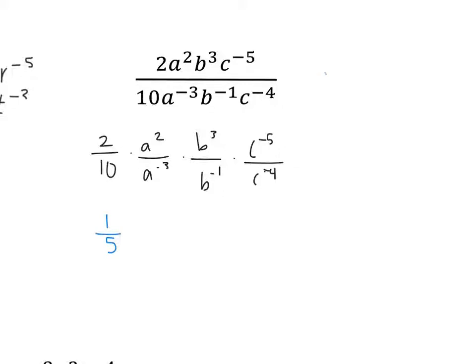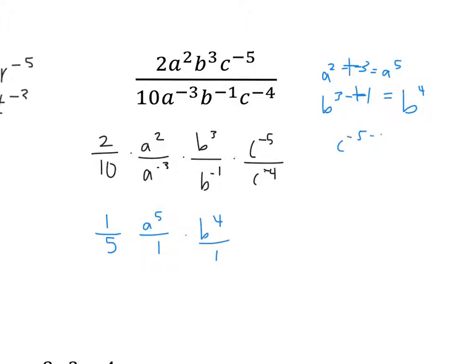A to the second minus negative 3, chop chop, plus, equals a to the fifth in the numerator, so that's over 1. B to the third minus negative 1, chop chop, is equal to b to the fourth in the numerator. And then c to the negative fifth minus negative 4, chop chop, is really c to the negative first in the numerator. So I know there's a couple things I'm going to have to still simplify.